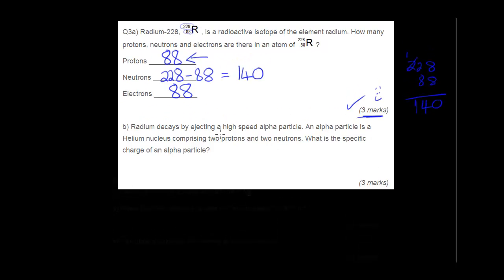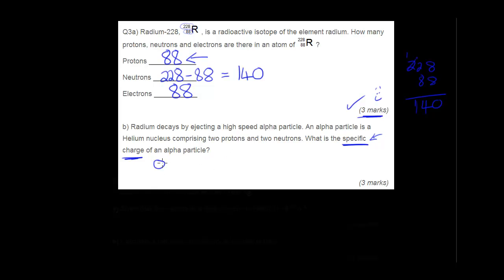Radium decays by ejecting a high-speed alpha particle. An alpha particle is a helium nucleus comprising 2 protons and 2 neutrons. What is the specific charge of an alpha particle? You should be pretty good now at recognizing that the word specific means per mass. So what we need to do is find the charge of an alpha particle and divide it by its mass. What do we know?